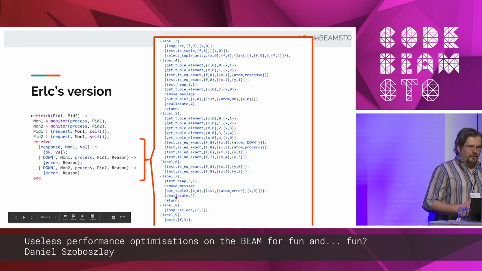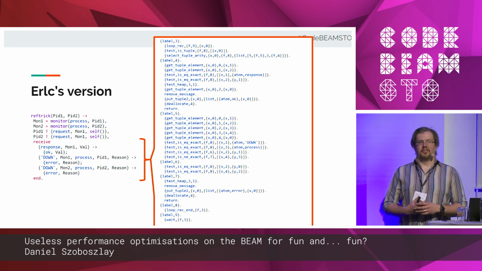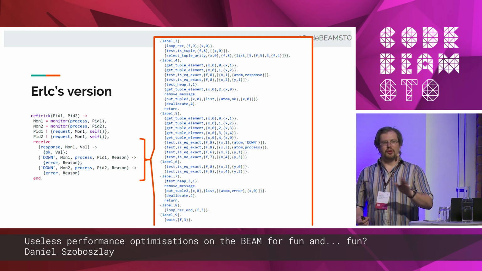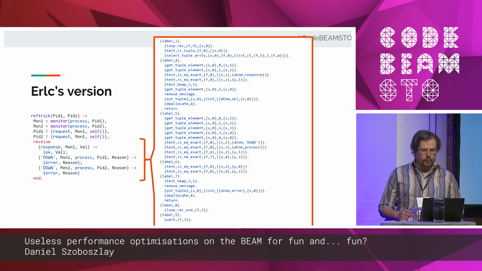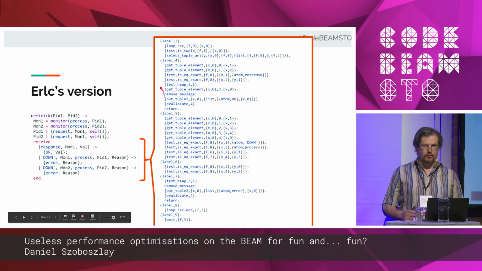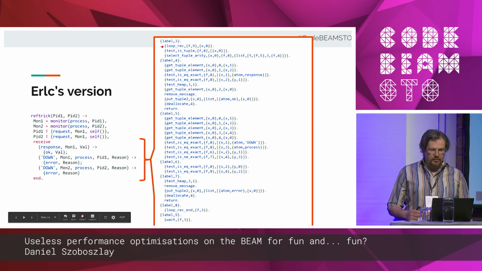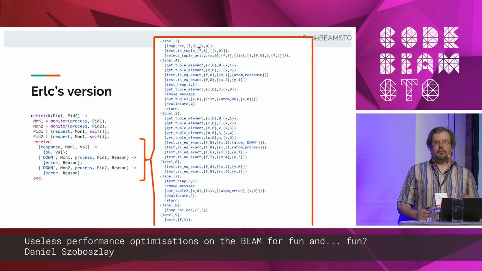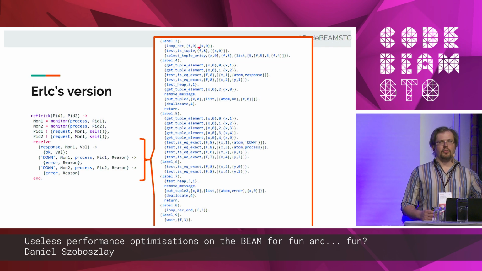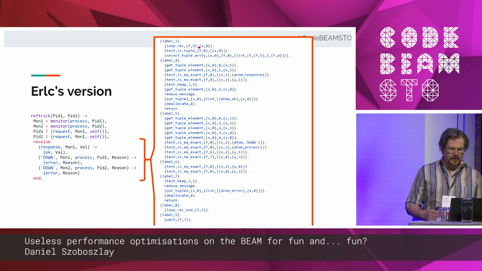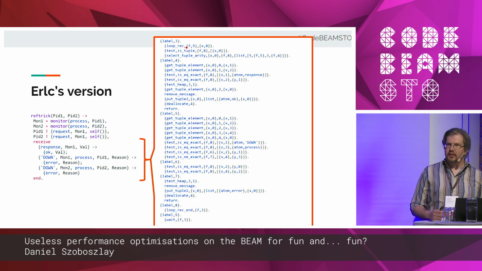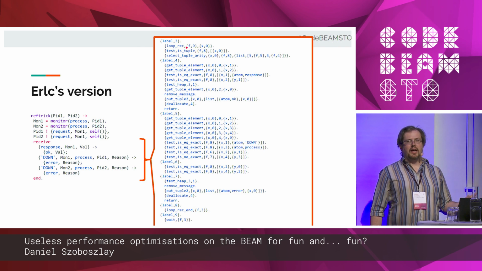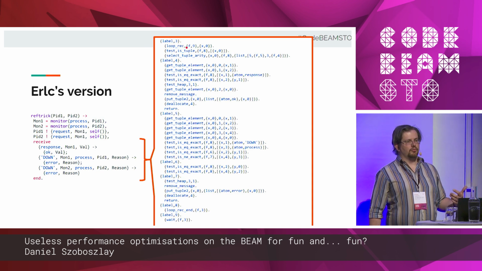From the receive statement, this even longer set of instructions is generated. I won't go into too much detail here. I just want to show you what the processing of the mailbox looks like. So everything starts with loop_rec, which says, fetch me the next message from the message queue into the X0 register. And it also has this F9 thing. What is that? That's a reference to label 9, and it says what to do when the operation fails.